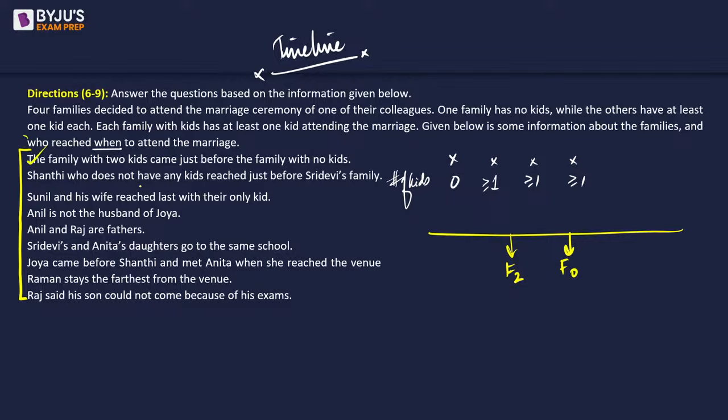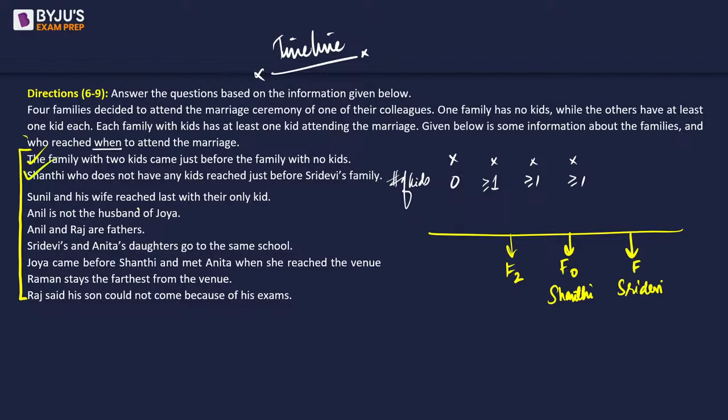Shanti, who does not have any kids, reached just before Sridevi's family. So this is another family. We don't know how many kids they have, but 0 implies Shanti's family. And Shanti arrived just before Sridevi, so this is Sridevi's family. Whichever this Fx is, we don't know the value of x right now. Let me move it a little over here.